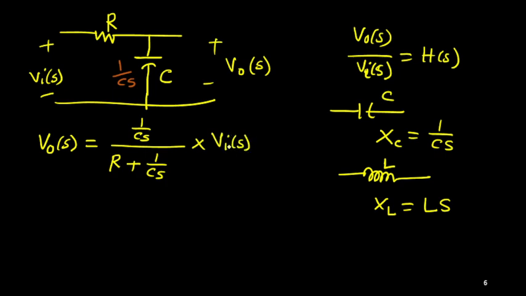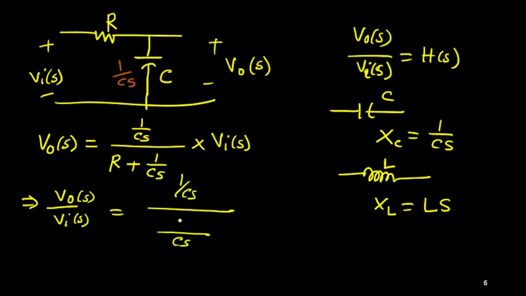That's all. So this is by potential divider circuit. So what is the ratio? So V0 by Vi, okay, if you simplify it, I can write 1 upon CS in the numerator, here this CS will be here, this is your RCS and this is 1. So this CS will cancel out, so you will be getting 1 upon 1 plus RCS.